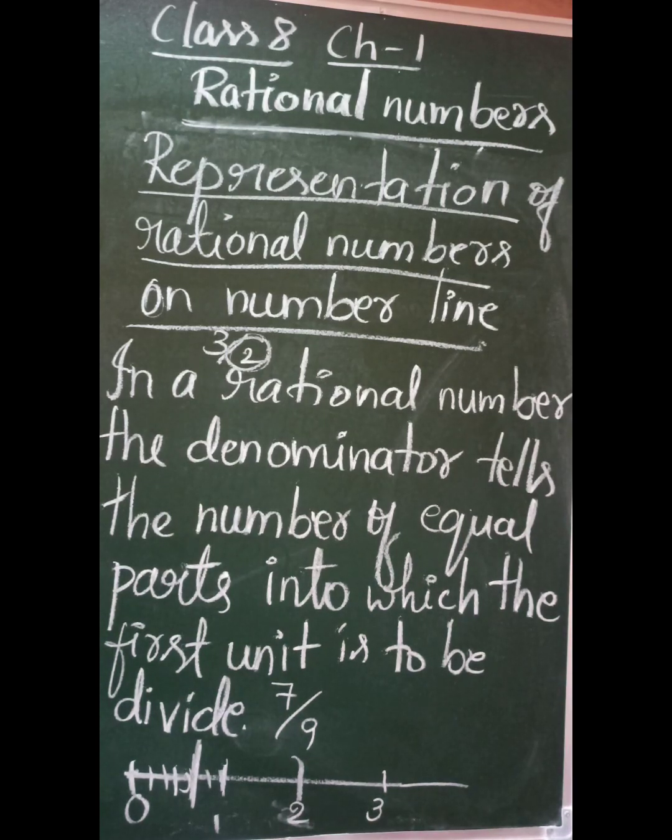If it is whole number, you have to start from 0 to the positive side. If it is integer, you should consider 0 and also the positive side and also the negative side. This is how we are going to represent the rational number on the number line. Once we are done with the problems, you will get to know exactly how to represent it on the number line.